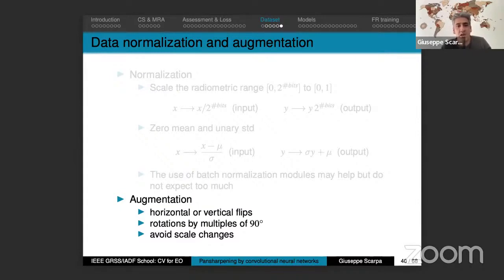While horizontal and vertical flips or rotations can help, scale changes may not. In fact, as I have already underlined, in remote sensing imagery, the resolution is fixed per sensor, okay? Any kind of object or texture has its own scale of occurrence. And therefore, eventual rescaled samples would not be representative of real cases.